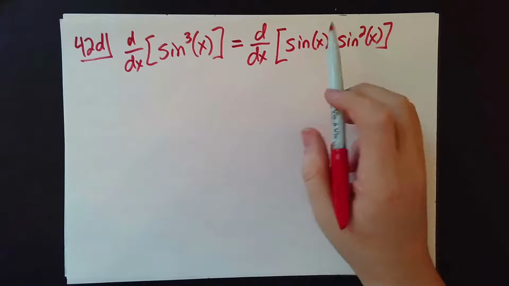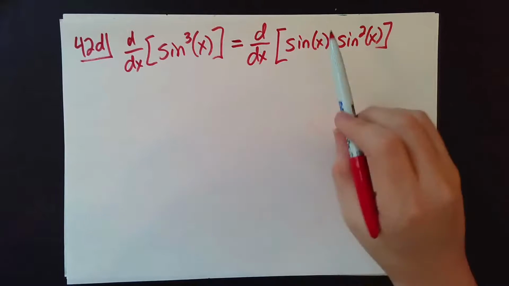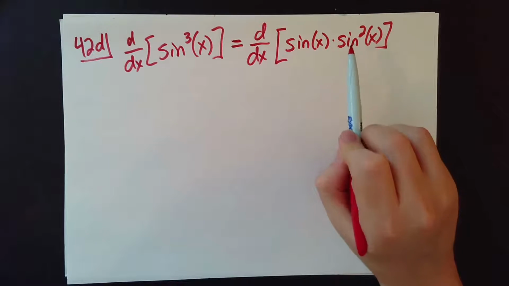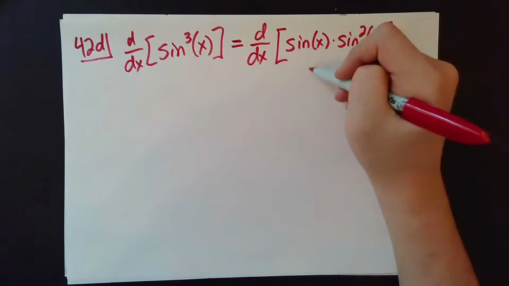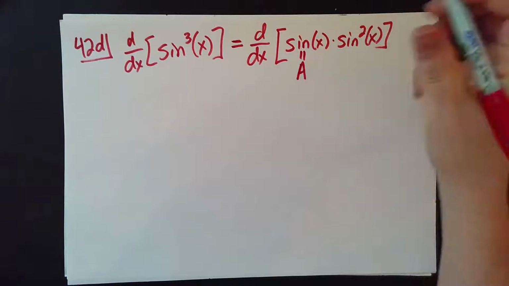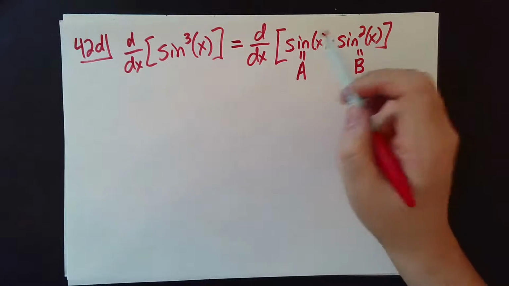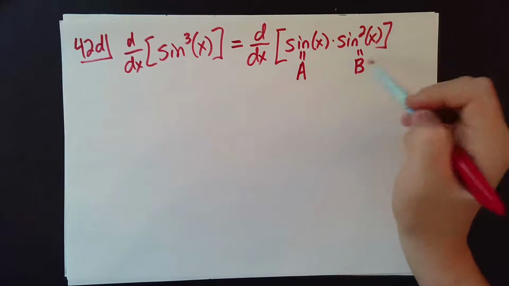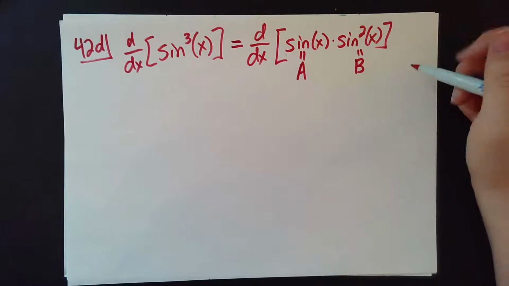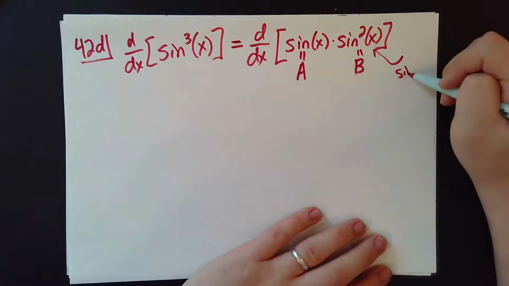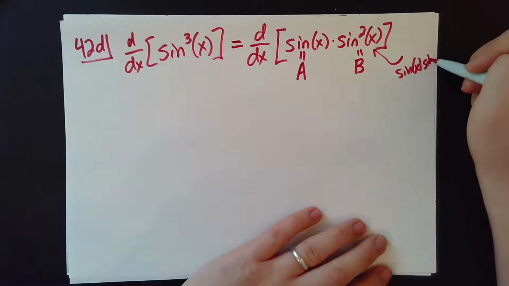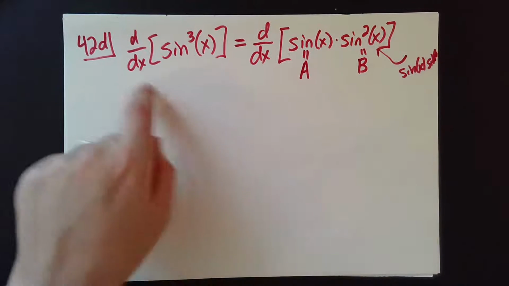And so what you want to do is realize sine cubed of x is sine of x times sine squared of x. So you can use the product rule, with that being your a and that being your b, and then putting that together with the way we took the derivative of sine squared, which remember was to realize that sine squared is just sine of x times sine of x, that will let you take this derivative.